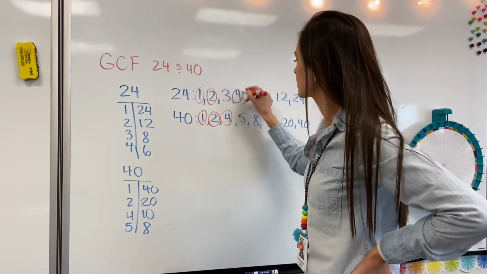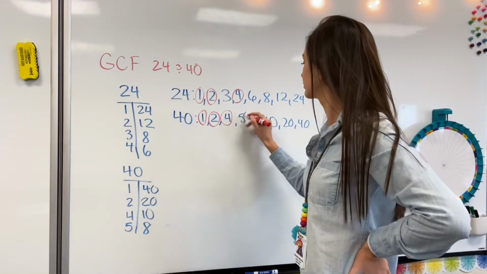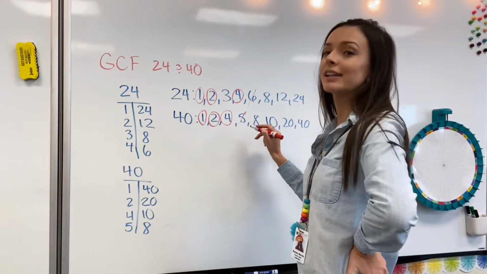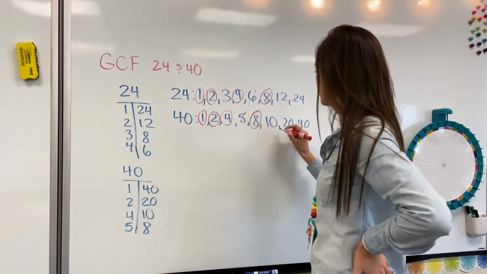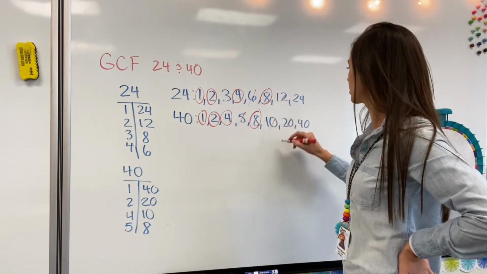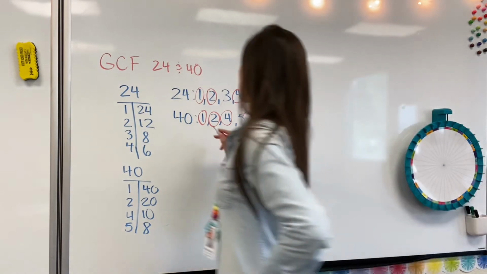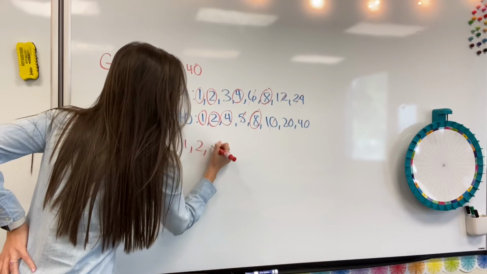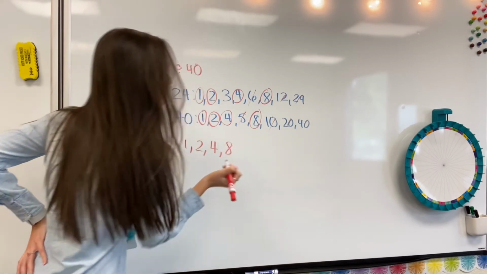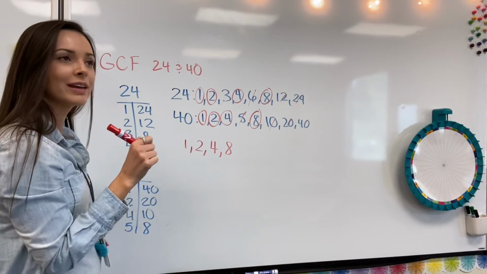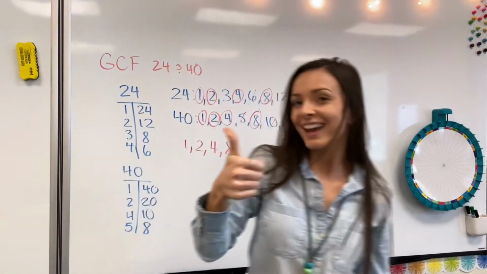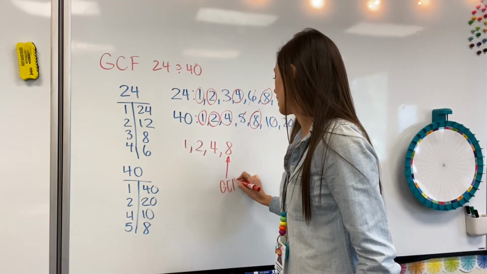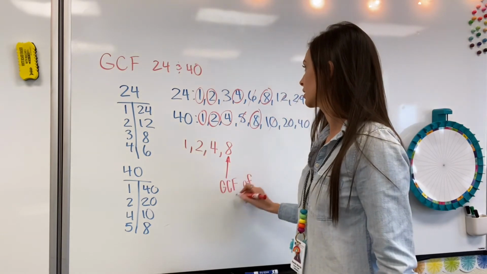4, yes. 5? No. 6? No. They both have 8. 10? No. 12? No. 20? No. 24? No. 40? No. So now we know that the common factors are 1, 2, 4, and 8. The greatest one is 8. So 8 is the GCF of 24 and 40.